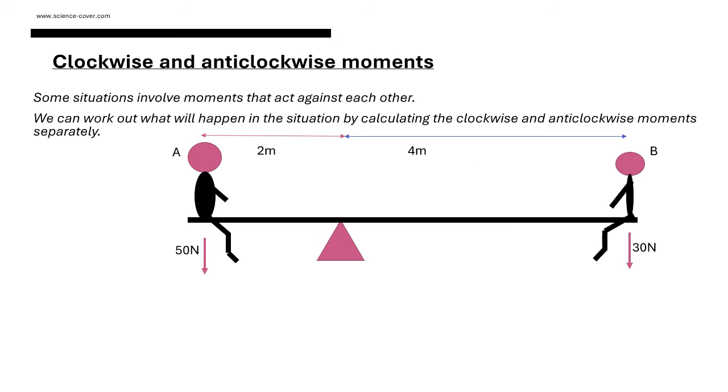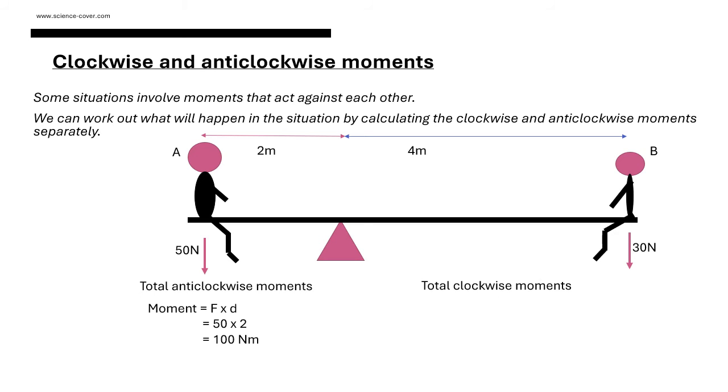In this situation, child B has moved further from the central pivot, so we can work out the total anti-clockwise moment by again taking the force and multiplying it by the distance. This time we've got 50 multiplied by 2 is 100 Newton meters. And child B is now 4 meters away and has a 30 Newton force, so we do 30 multiplied by 4 is 120.